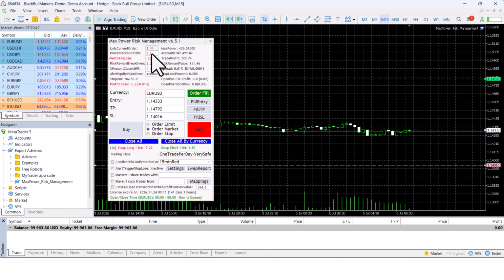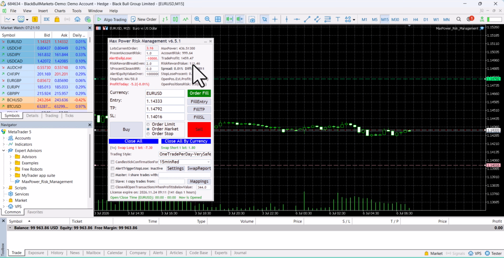And as you can see, if I want to risk 0.5% for my account, then for this balance I will open 1.57 lots. If I will use 1% for my account, then the lot size will be automatically calculated. And here we can see the risk reward ratio for this trade.